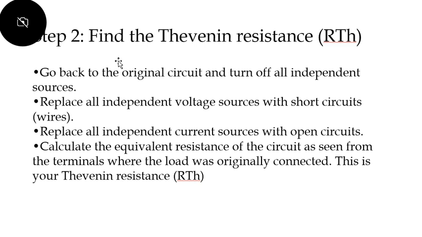How can you find the Thevenin's resistance? Go back to the original circuit and turn off all the independent sources. How do we turn off the independent sources? You may have voltage or current sources. The voltage sources should be replaced with short circuits. That means you remove the voltage source and short the two terminals with a wire. And you replace the independent current sources with open circuits.